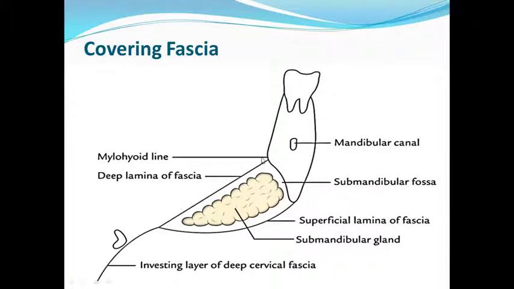This deep lamina is inserted into the mylohyoid line, and this superficial lamina is attached to the base of the mandible. So this is the base of the mandible, this is the mylohyoid line of the mandible, and the deep layer is attached to the mylohyoid line, and the superficial layer is attached to the base of the mandible.